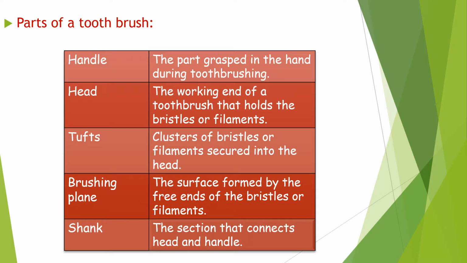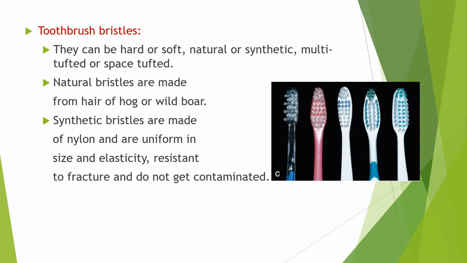Then parts of the toothbrush: the handle, the part grasped in hand during toothbrushing. Head is the working end of the toothbrush that holds the bristles or filaments. Then tuft, cluster of bristles or filaments secured in the head. And brushing plane, the surface formed by the free end of the bristles or the filaments. And shank is the section that connects the head and handle.